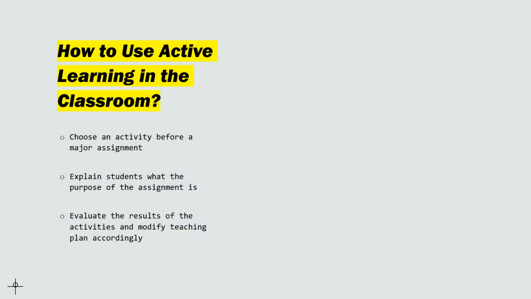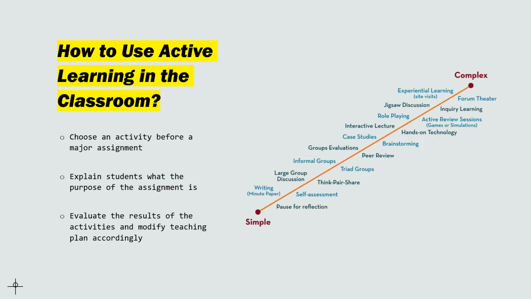Now that we know what active learning is and how we can improve the learning process, let's see how we can use it. With active learning, you can use anything from a simple activity that lasts a couple of minutes, such as writing a one-sentence summary, to a very complex activity such as a jigsaw discussion, which we will talk a little bit more about later. First, we need to choose what kind of activity you want to use. Here are some examples from simple to complex activities you can use.